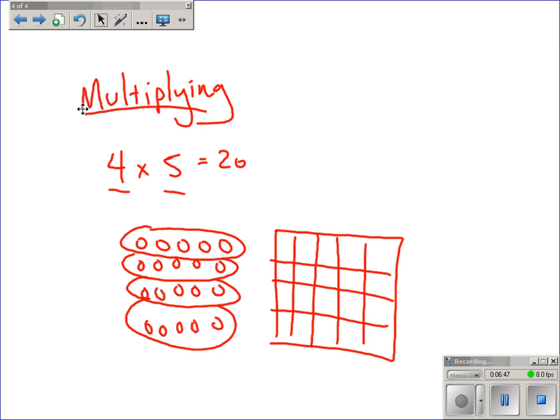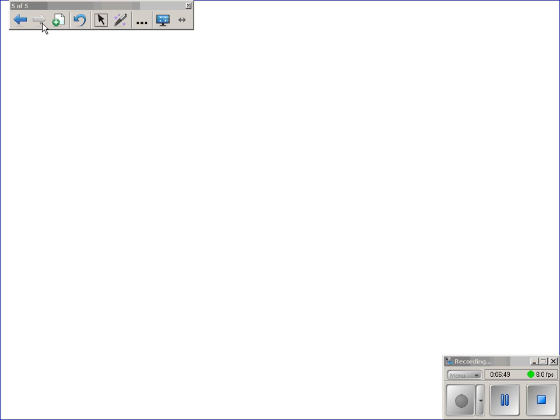Let's take that idea into fractions. If I have, let's keep our 3/5 and multiply it times 1/2. Okay, so I will again redraw 3/5.